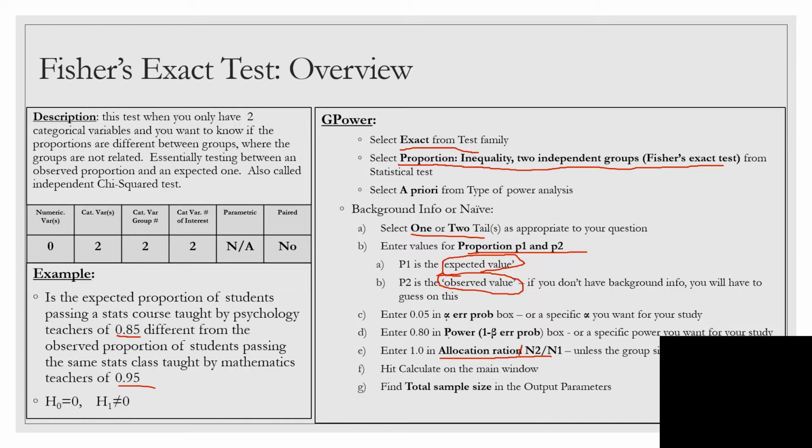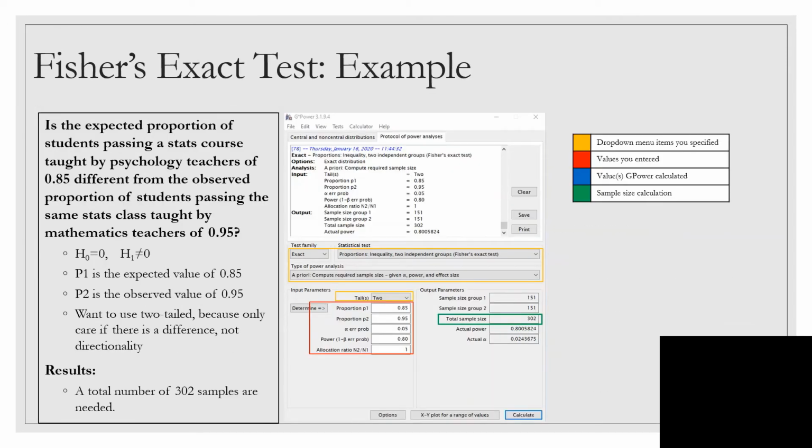And this will be 1 unless the group sizes are different. We can calculate and get total sample size. For our example, is the expected proportion of students passing a stats course taught by psychology teachers of 0.85, so 85%, different from one by math of 0.95, 95%?